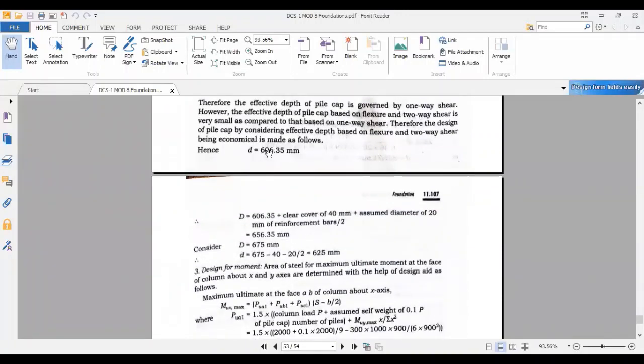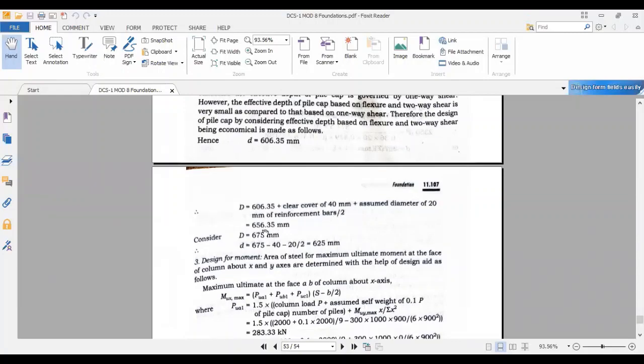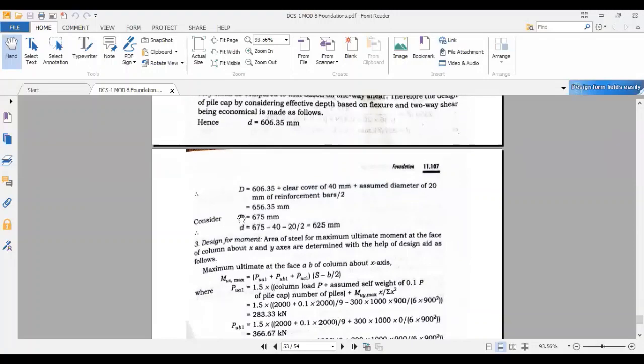If we consider the value of small d as 606.35, so the value of capital D, that is overall depth, becomes 606.35 plus clear cover of 45 mm plus assumed diameter of 20 mm reinforcement bars divided by 2. So it becomes 656.35 mm. And on conservative side, we'll consider the value of D as 675 mm. Now, according to this overall depth, the value of effective depth becomes 675 minus 40 minus half of reinforcement. So it becomes 625 mm.